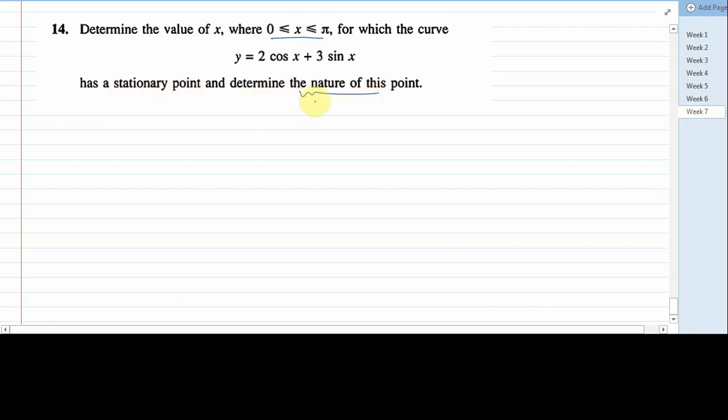Nature means that we need to find the second derivative, d square y over dx square, that is what is meant by nature. For a stationary point, we know that dy over dx equals 0. Alright, so first give it a try, and for this part you have a time of 4 minutes, so start.